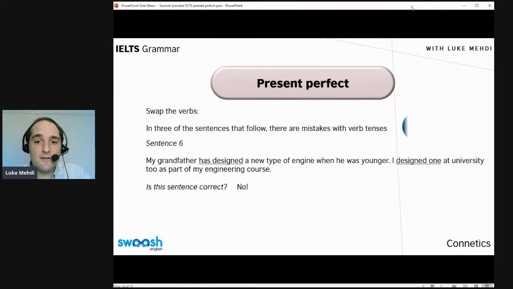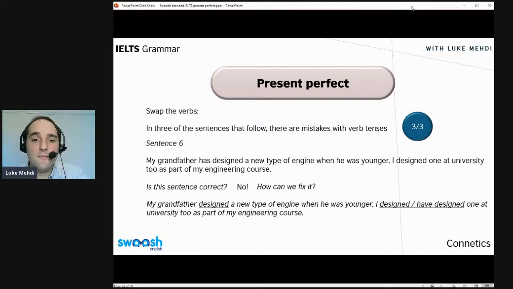Well, the sentence wasn't correct. In the second half, so my grandfather designed a new type of engine when he was younger, started and finished in the past. That is, sorry, John, it's not live on Zoom. It's live on Facebook and YouTube. So this class is not on Zoom. It's only going through YouTube and Facebook.